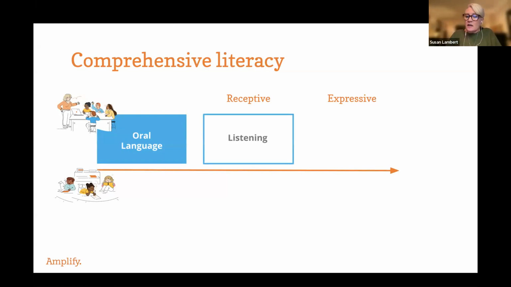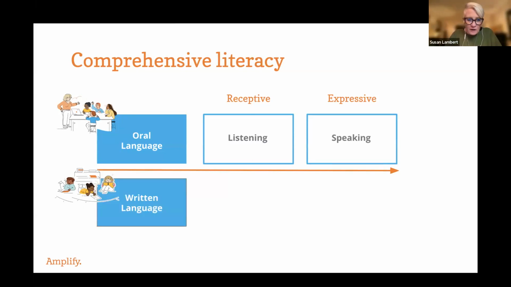And so if we look at oral language through the lens of receptive and expressive, we know that listening is really important. Babies start to do this before they're even born. We know expressive language is important. This starts to develop when children are very, very young.